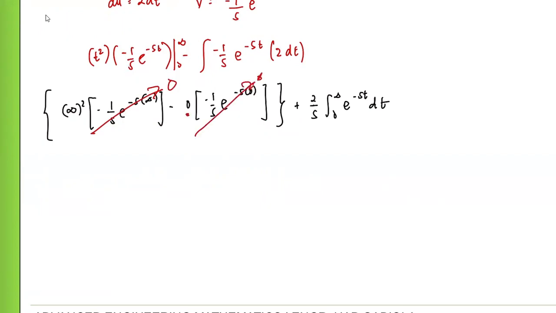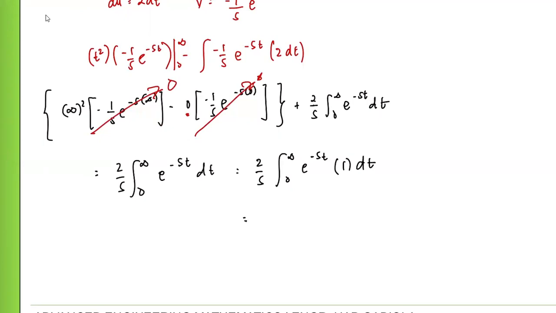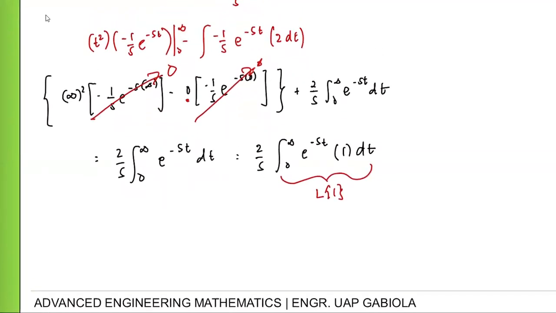So, we have now 2 over s, 2 over s, and then we have 0, infinity, e negative st dt. Okay? And again, this is also equals to 2 over s, 0 infinity, e negative st times 1 dt, which is equal dun sa ating L of 1. Okay? Alam natin ang value. So, 2 over s, yan siya ay 1 over s. So, we have 2 over s squared. Okay?